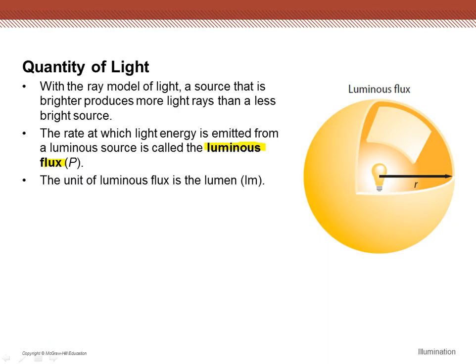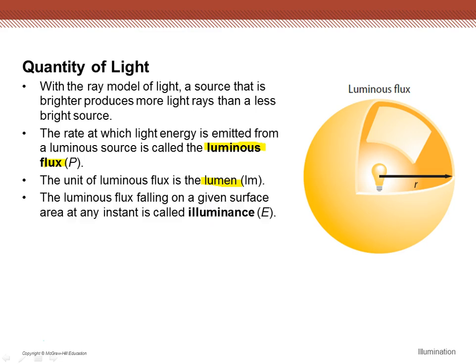The unit that we use for luminous flux is called a lumen, which we signify with an lm. Sometimes when you buy light bulbs in the store, you'll actually see a unit. It'll tell you the number of watts, and sometimes it'll tell you the number of candles, and it might even tell you the number of lumens. And so this is all talking about the energy that it's going to put out over a region of time.